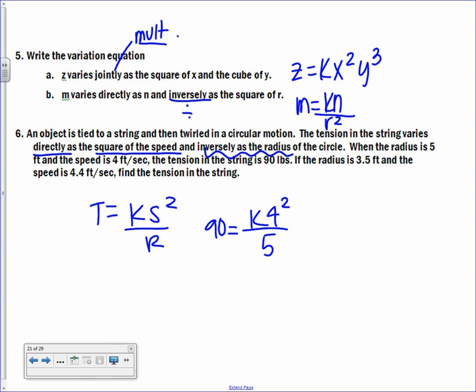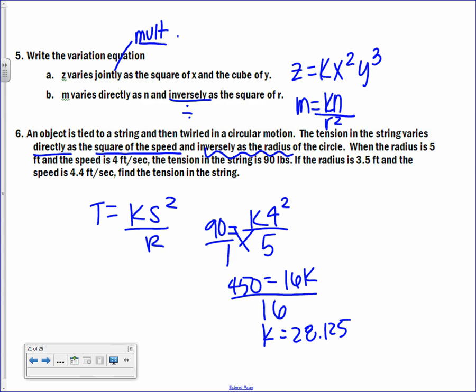So I plugged in all of those numbers for my variables and I have to solve for k. What I suggest here is putting 90 over 1 and cross multiplying. So 90 times 5 is 450. 4 squared is 16, so I have 16k. To solve for k, I would divide by 16 and I would get 28.125. Then I can rewrite my equation with my 28.125 in for my k.